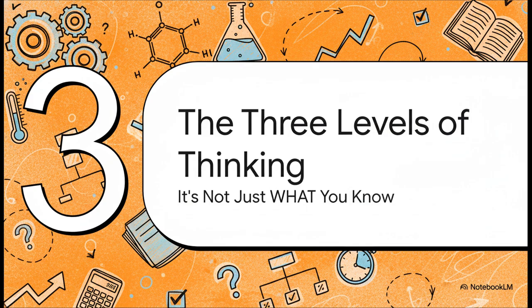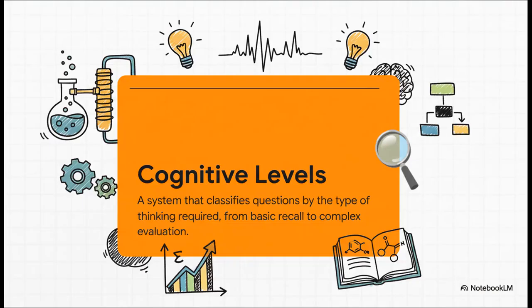See, it's not just about what you know, it's about how you can apply that knowledge to actually solve problems. The guide calls these cognitive levels. It's a fancy term based on a system called Bloom's taxonomy, but really, all it means is that questions are sorted by the kind of mental horsepower you need to answer them. It's the mental game behind each question.